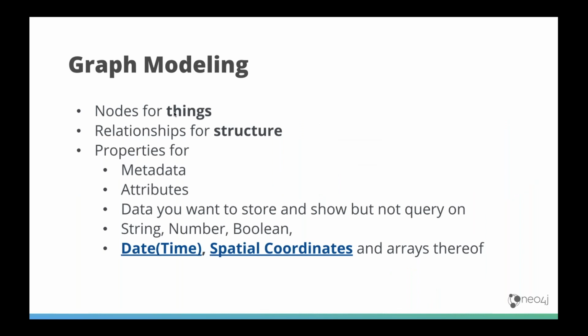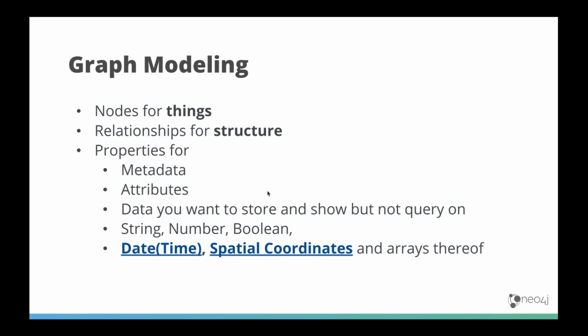And as I said, nodes are most often representing things in your domain, so entities or concepts. You structure your domain with relationships, from trees to networks to semantic relationships. And then you can put properties on both for attributes, for metadata, data that you might want to just store and show but not query on.